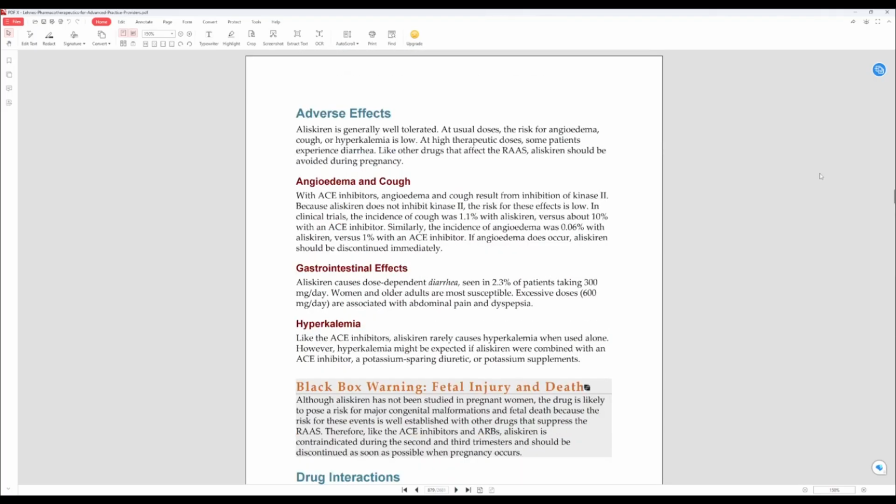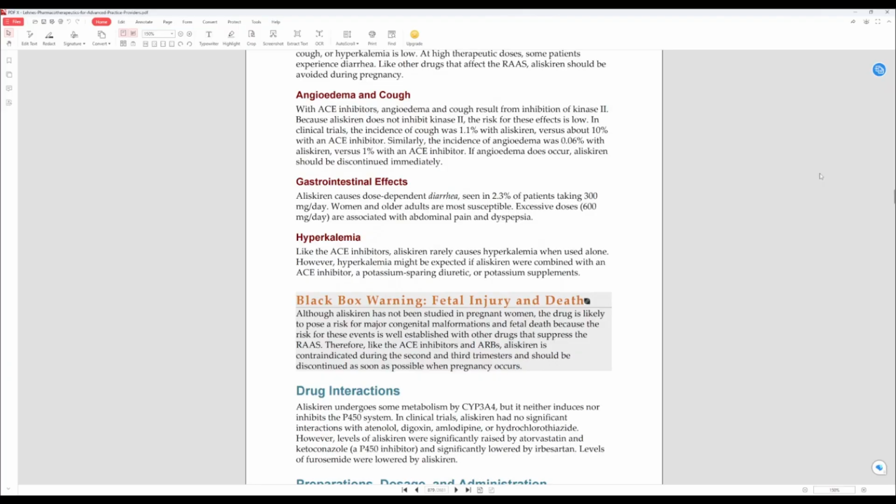It does come with adverse effects. Aliskiren is generally well tolerated. At usual doses, the risk for angioedema, cough, and hyperkalemia are low. At high therapeutic doses, however, some patients experience diarrhea. Like other drugs that affect the RAS system, aliskiren should be avoided during pregnancy.